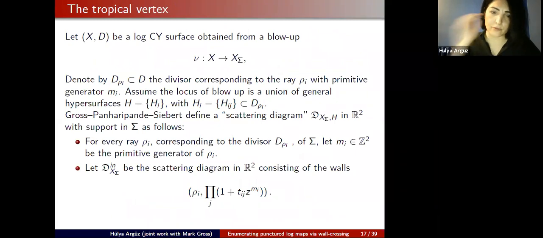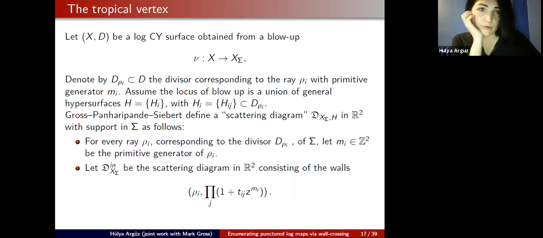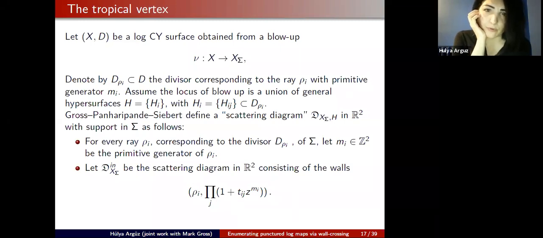So in the tropical vertex, the setup considers scattering without any singularity and purely in the toric setup. So the setup is as follows. Assume you have a local Calabi-Yau pair obtained by a blow-up of a toric variety X_Sigma. You denote by D_rho_i the divisor corresponding to the ray rho_i with primitive generator m_i. And assume the map nu, which you blow up to obtain X, is a blow-up along general hypersurfaces H_i.